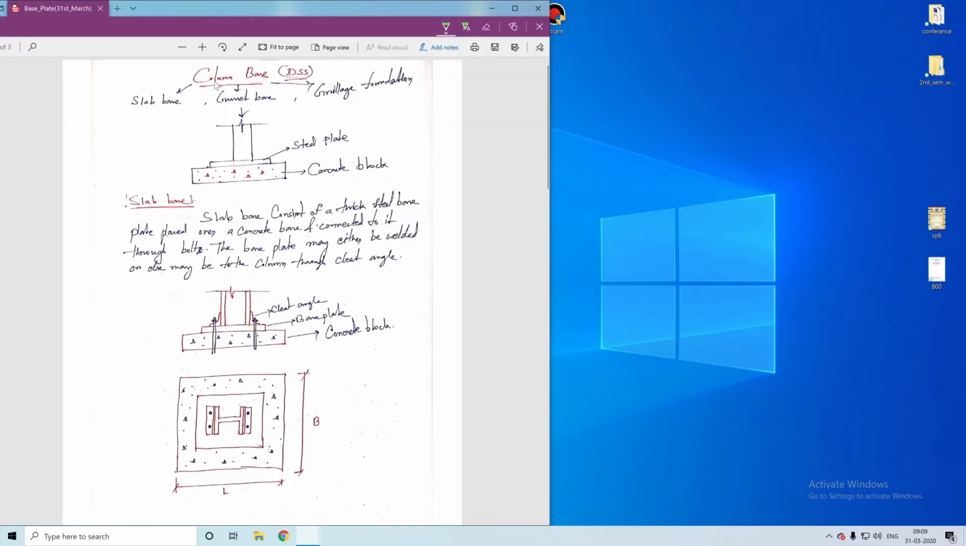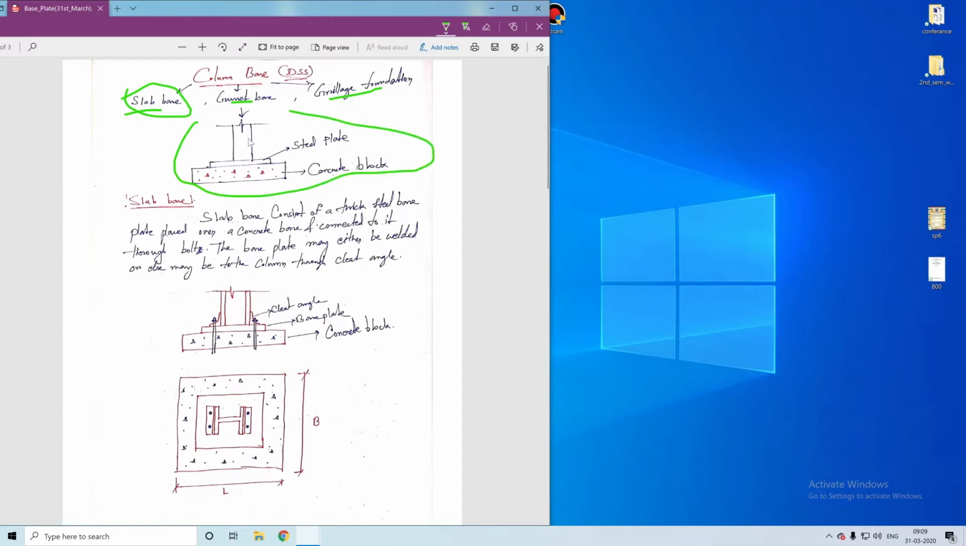There are three types of column bases. One is slab base, another is gusset base, and the third is a welded foundation type. So today we will deal with the slab base. Okay, this is the schematic diagram.